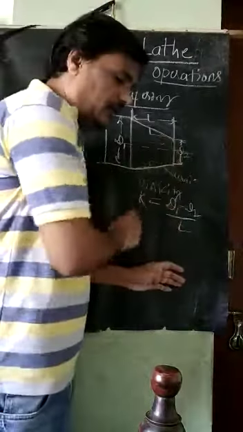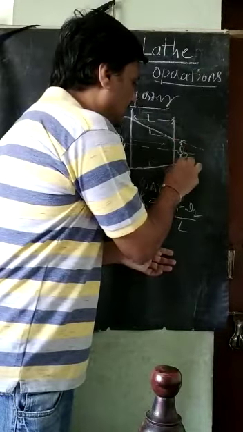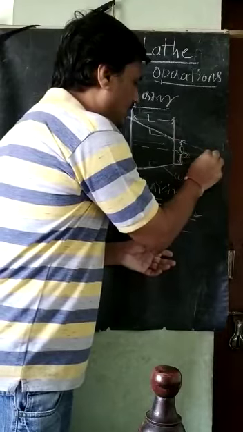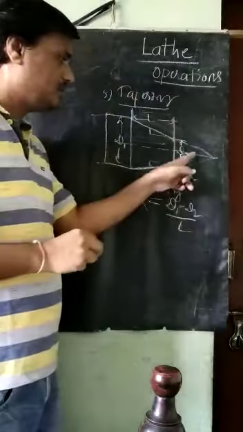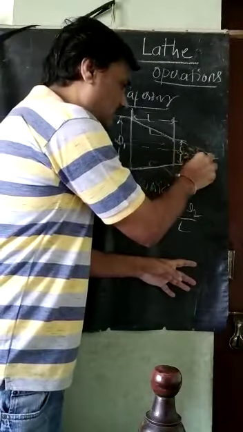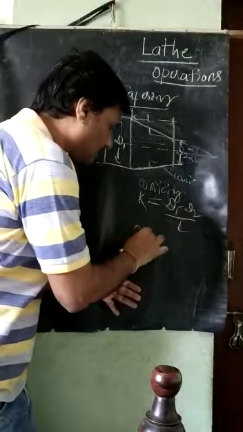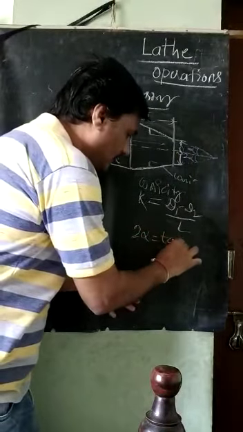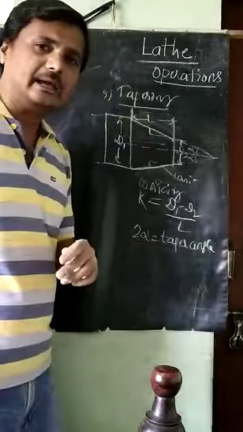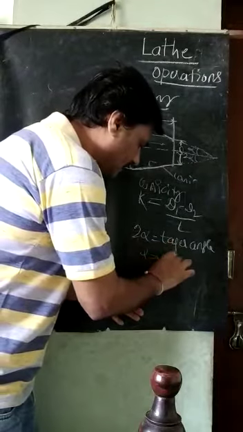Next, if we extend the lines of this object, somewhere these two will meet at a point. These lines make an angle with the axis: here it will make alpha, and here also alpha. Therefore 2 alpha is called the taper angle, and alpha alone is the semi-taper angle.